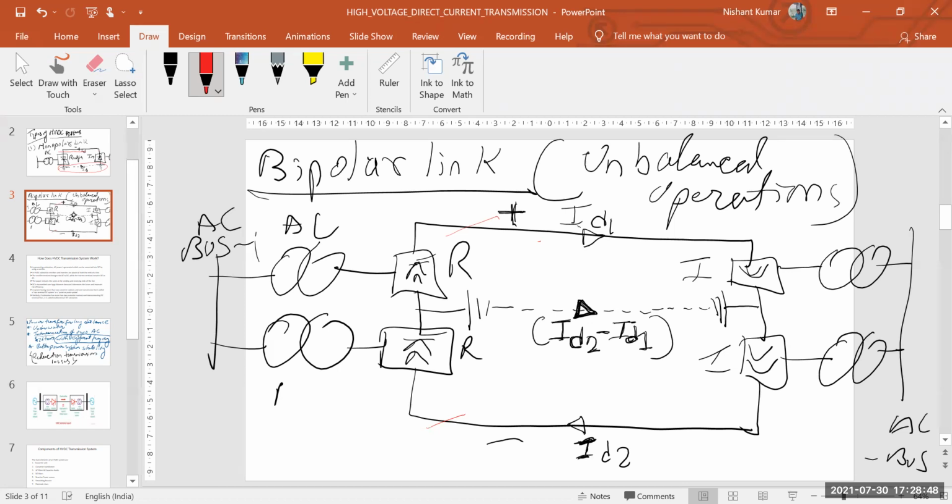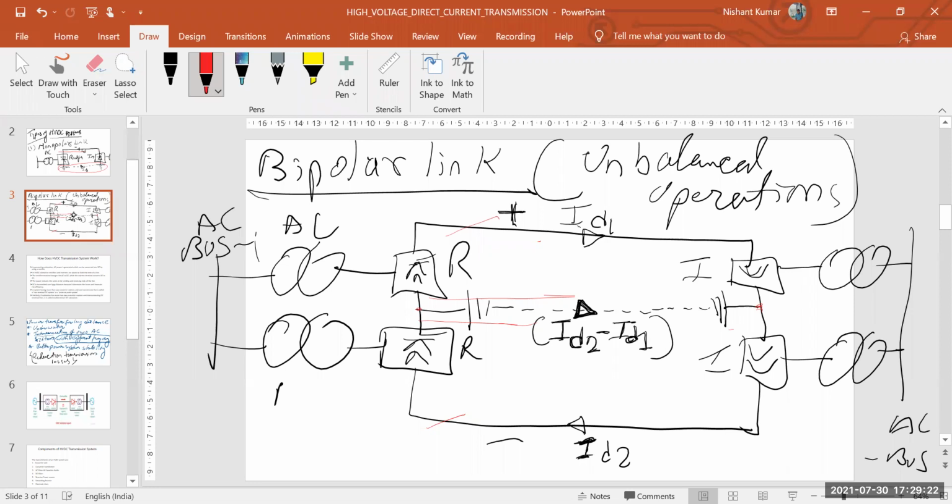Now the neutral is being tracked as this particular segment. The neutral or this ground point is maintained at the mid of this circuit, or you could say at mid potential. The ground or midpoint is being maintained at the mid potential.